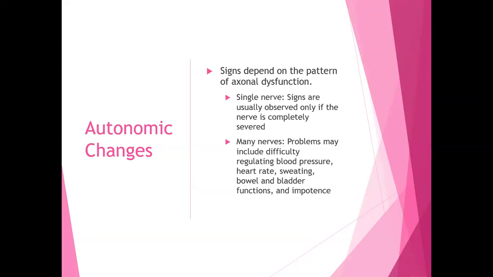So the motor changes, I don't have a slide for motor changes, but maybe I'll put one in later. The motor signs of peripheral nerve damage include paresis, which is weakness, or paralysis, which is just no function in the muscle. If the muscle is completely denervated, and they do an electromyogram, the recordings will show no activity for approximately a week following the injury.